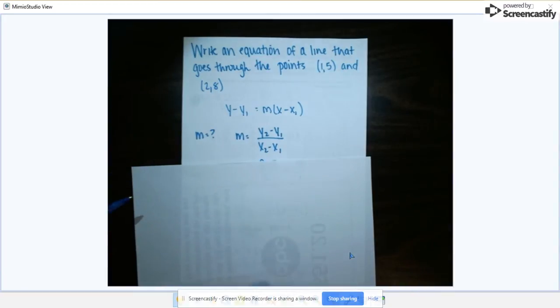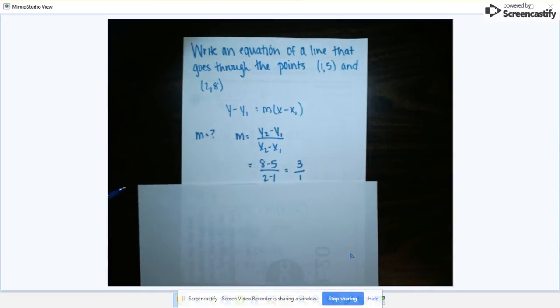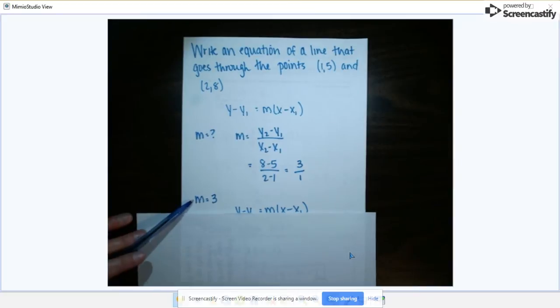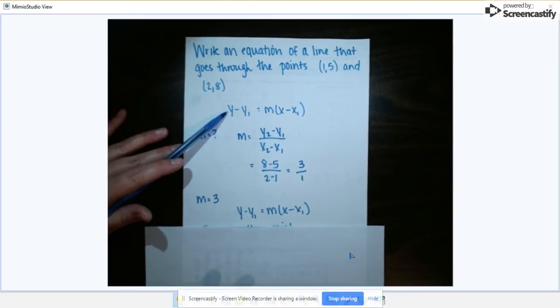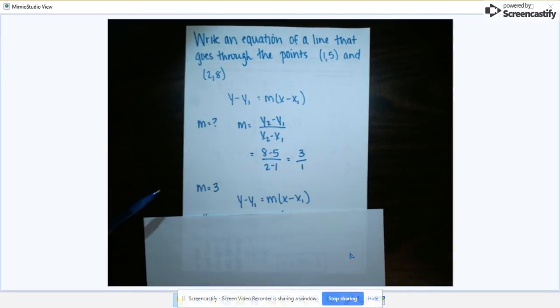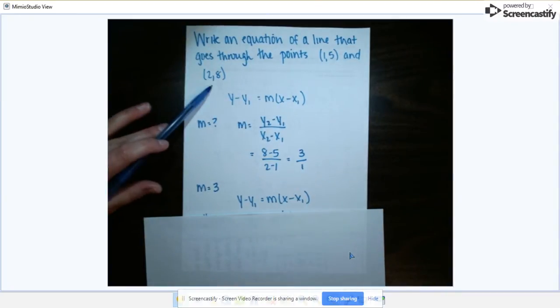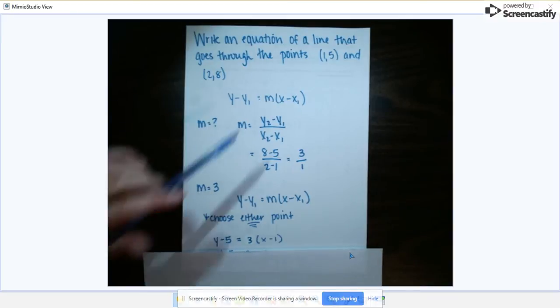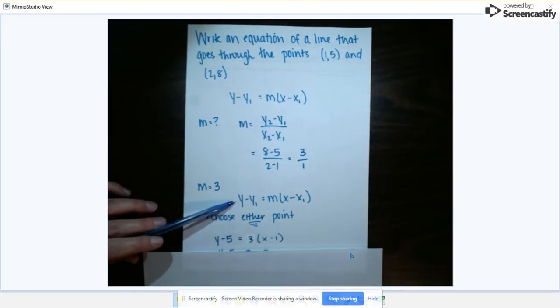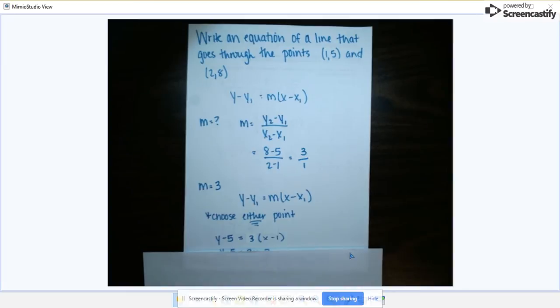So we're going to take y2 minus y1, which is 8 minus 5, over x2 minus x1, which is 2 minus 1. We get a slope of 3 over 1. Okay, so our m value is now 3. Now we have enough information to plug into point slope form. You can use either 1, 5 or 2, 8 to get the right equation. I went ahead and chose 1, 5 to plug in here. But know that if you did this with 2, 8, you would get the exact same answer.